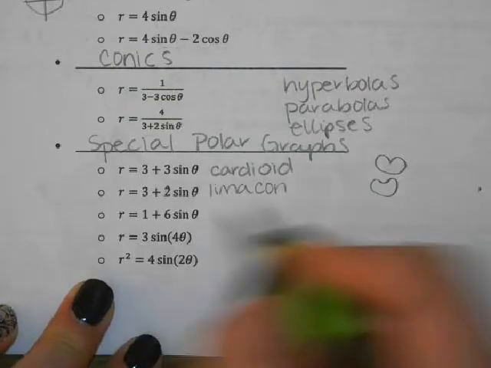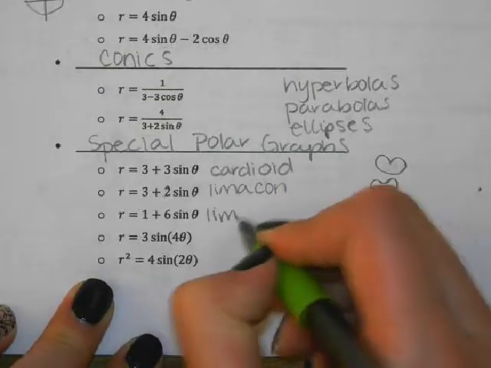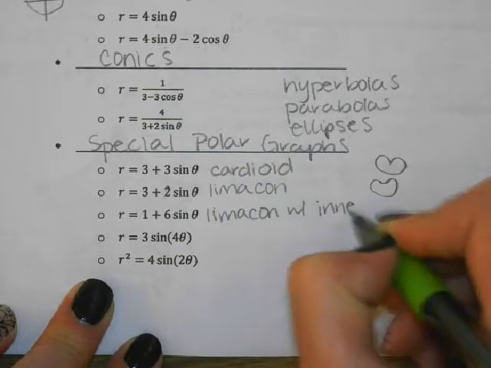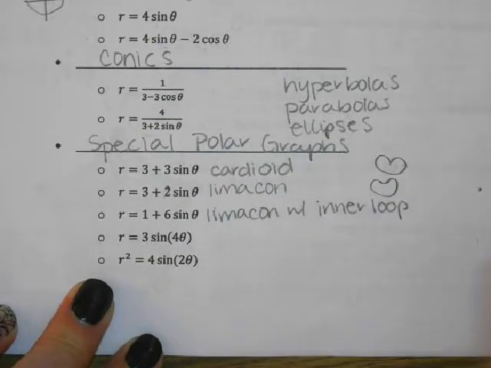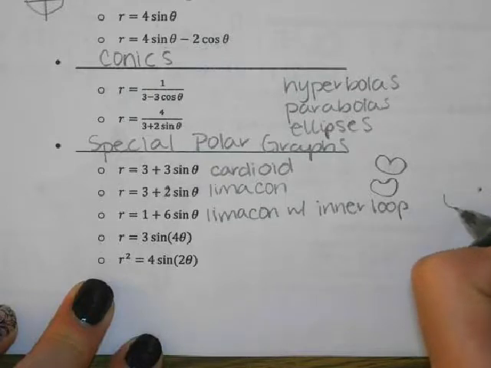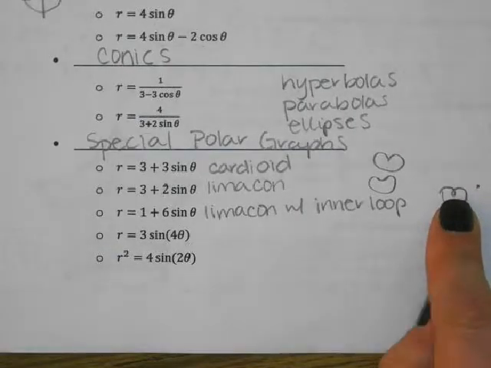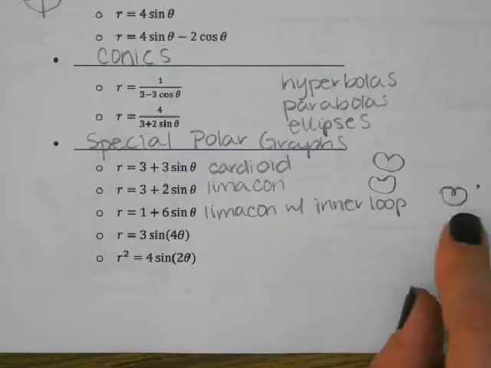Okay. This one is a limacon, or a limason, whatever you want to say, with an inner loop. So it looks like this, but it loops in the center. There's a little loop. You will notice how terrible my drawings are once you actually see these on your graphing calculator. You'll be like, wow, she really butchered that.